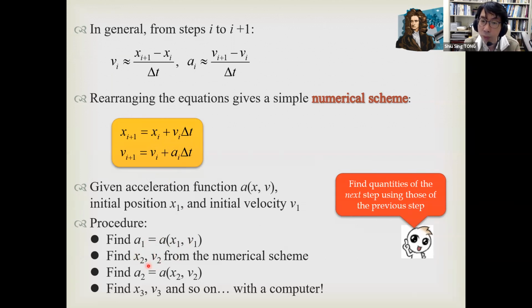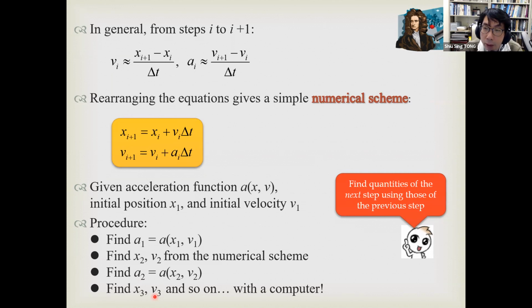Now we can proceed further. After knowing x2 and v2, we can substitute x2 and v2 into the function a and get the acceleration in the second interval, which is called a2. And with x2, v2, and a2, we substitute into this scheme again, and we get x3 and v3. And so the process can be repeated to x4, x5, x6. Eventually, we solve the whole problem. We find all the velocities and all the positions of the object in the different steps during the long time interval.